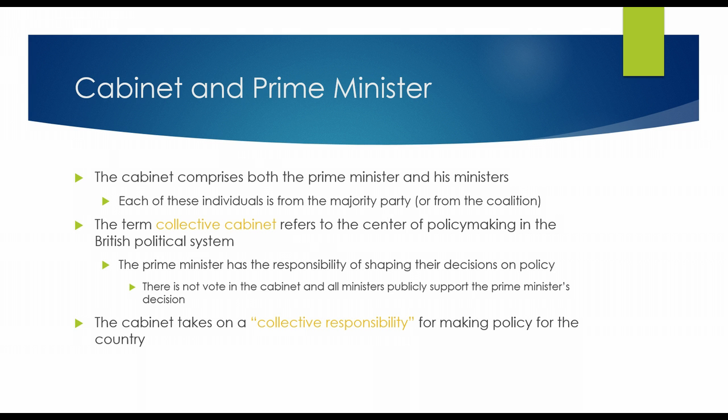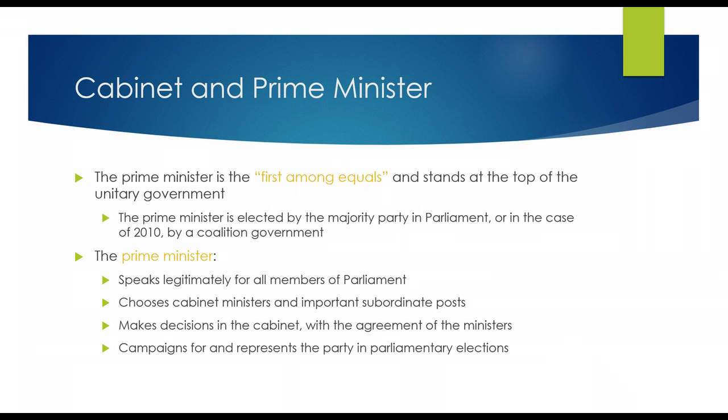The Cabinet takes on what they call a collective responsibility for making policy for the country. They're all involved in that process. They're the ones that are going to shape those ideals, and what the Cabinet says is what's going to go. The Prime Minister is what they refer to as the first among equals, because they are all members of Parliament. But he's the one at the top who is in charge of making the decisions.